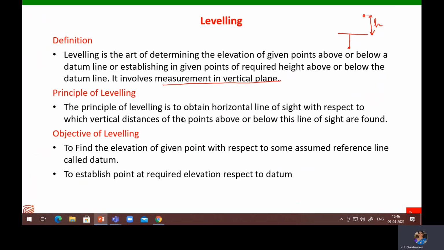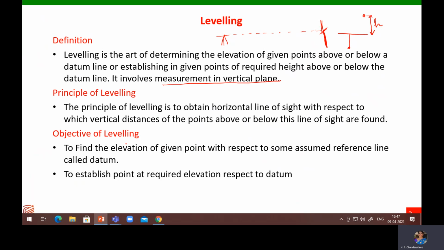So now let us understand the basic principle of leveling. The principle of leveling is to obtain a horizontal line of sight. If we set an instrument here, we would require a horizontal line of sight like this, so that it is easy for us to measure the vertical distances of the points above or below this line. Depending on this horizontal line, we can decide whether the points are above or below one another. The reference can be taken with the help of this horizontal line of sight.